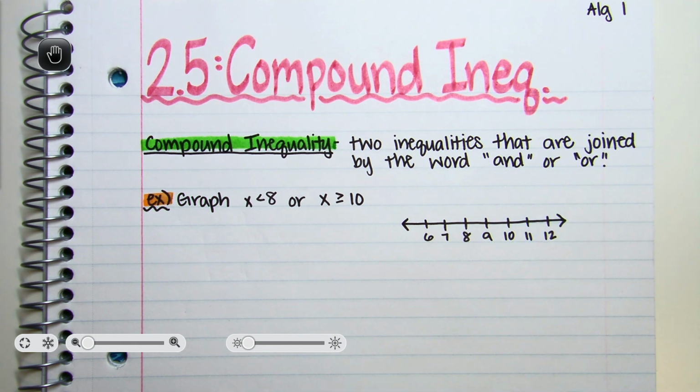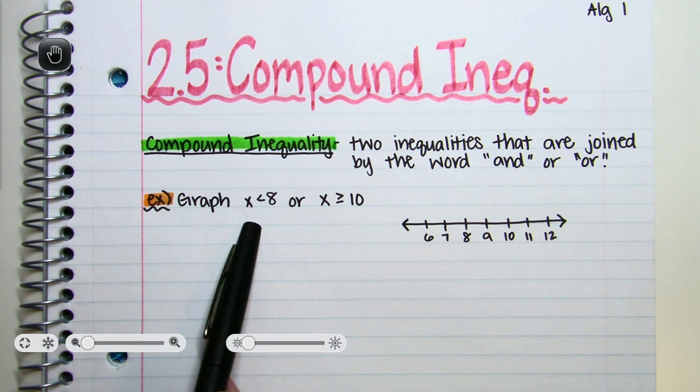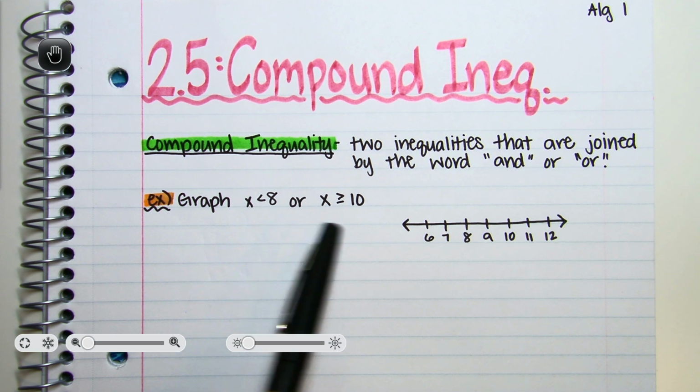So what you just finished taking your quiz on is when you're just dealing with one statement, one inequality. But now we're going to have two statements. So we're just going to do a couple of basic graphs first to see the difference between the and or or graphs, and then we'll get into some examples where we actually have to solve. So the first one, graph x is less than 8 or x is greater than or equal to 10.